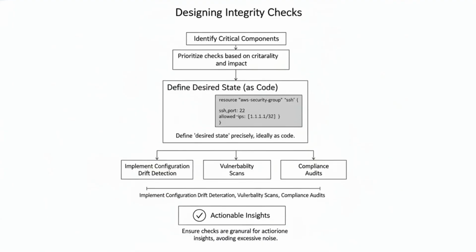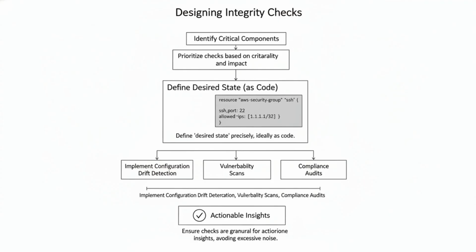Designing effective integrity checks requires a thoughtful approach, focusing on what truly matters for your system's reliability and security. First, prioritize checks based on criticality. Which components, if compromised, would have the most severe impact? Start with foundational elements like operating system configurations, network firewall rules, and critical application dependencies. Second, define desired state with precision.